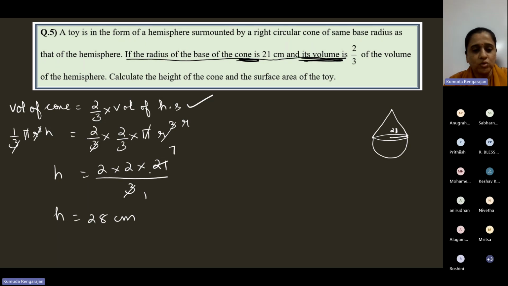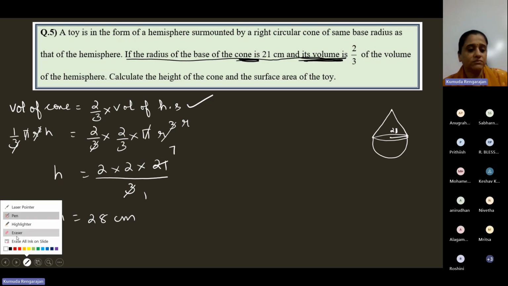h is equal to 2 into 2 into r. What's the value of r? 21, divided by 3. 3 ones are 3, 3 sevens are 21, so 7 fours are 28. So the height, now whose height is this? This is the height of the cone, not the height of the toy. From where are we getting this h? From the volume of cone. So h is the height of the cone.